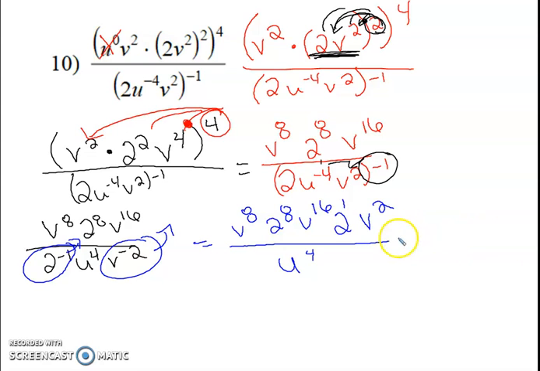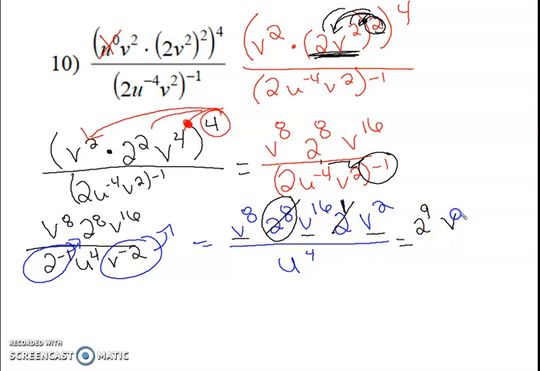So then I start with my coefficients. I've got rid of all my 0 exponents. I've got rid of all of my negative exponents. So I'm going to start with my coefficients. I've got 2 to the 8th and 2 to the 1, so that comes out 2 to the 9th. And I always cross them off when I'm done. Then I have v to the 8th, v to the 16, v to the 2.